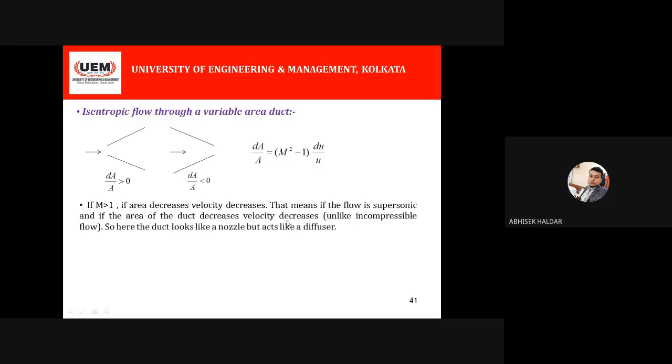But what is happening to the velocity? Velocity is decreasing. Unlike incompressible flow, it is written in the bracket, you can see. That is the difference between the compressible flow and the incompressible flow. So here the duct looks like a nozzle, by your rough concept. But if this condition is given, I have supersonic flow, that means Mach number is greater than 1, and this acts as a diffuser, not a nozzle. That means at the outlet I will have less velocity compared to the inlet.